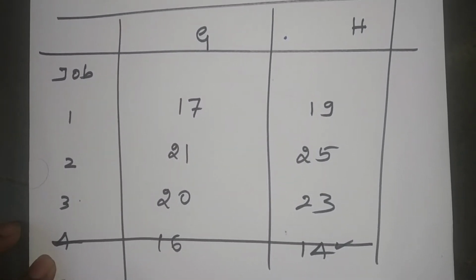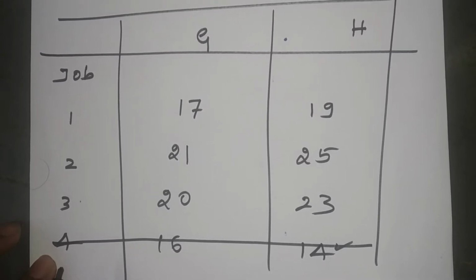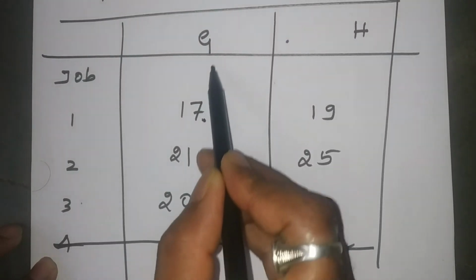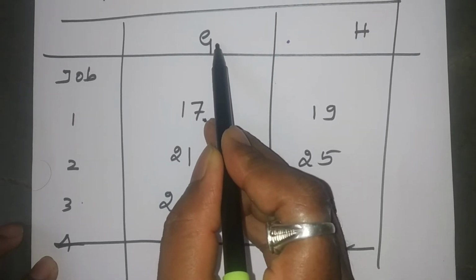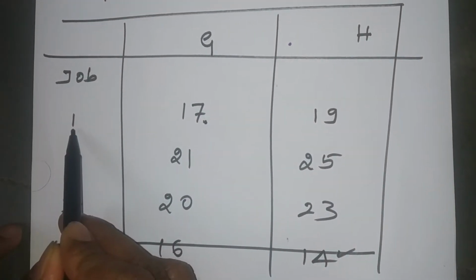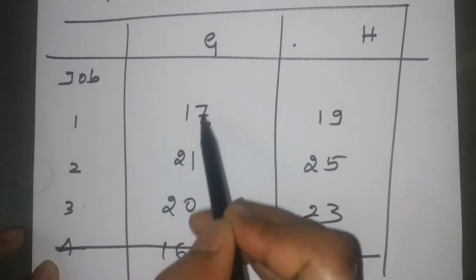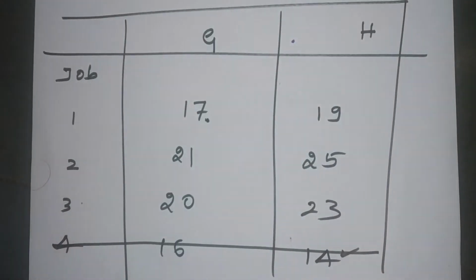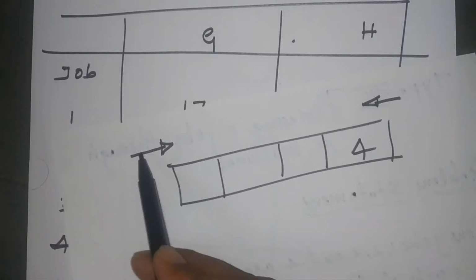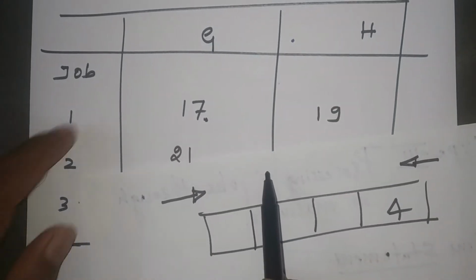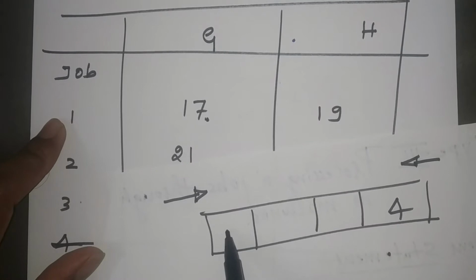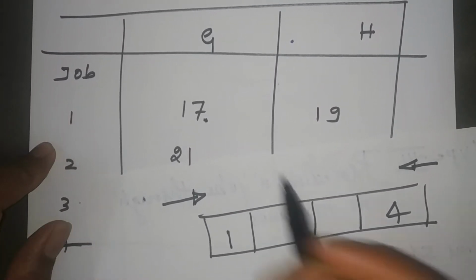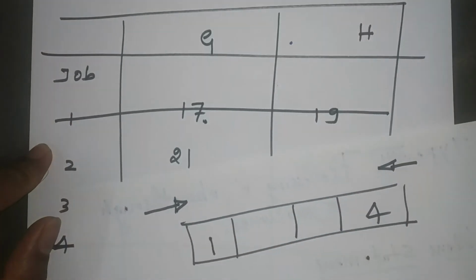Now you look for the next minimum number. The next minimum number here is 17, and this 17 is for machine G and for job number 1. If you find the minimum time on G, you have to sequence from left to right, like this. It is for the first job, so I'll sequence job number 1 here. Once you sequence it, you delete it from the table.